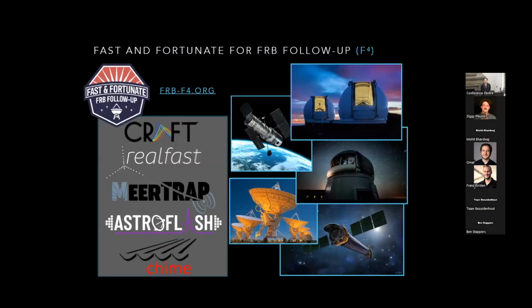The way F4 operates is that we partner with a number of FRB discovery experiments to conduct follow-up of well-localized events. Typically an FRB is detected to within a few arcsecond precision, and then, working together, we conduct a whole host of follow-up using both ground and space-based instruments. This is not only to study the host galaxy and obtain a redshift, but also to search for multi-wavelength counterparts, as I'll discuss.